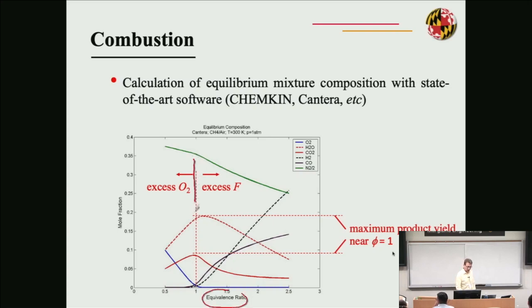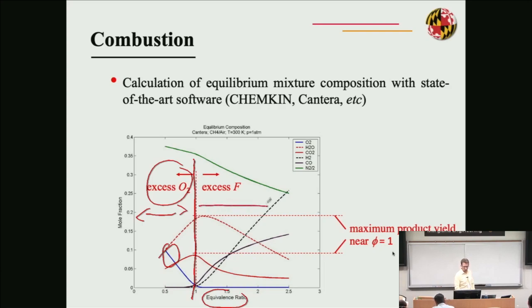This line here corresponds to phi equal 1. And you can see that on the left-hand side, for phi smaller than 1, you have the overventilated regime. You can see that the blue line corresponds to excess oxygen present in the product stream.